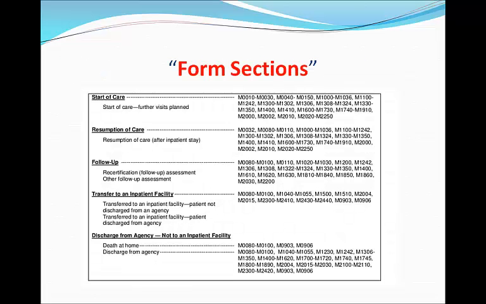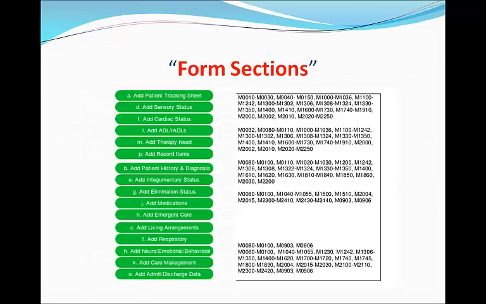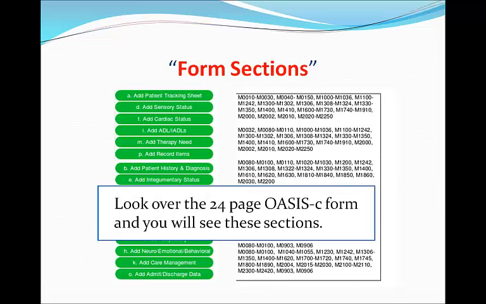The form sections. If you look at the beginning of the OASIS-C form, you'll recognize this section. When you look across the OASIS form, looking across the 24 pages, you'll see that it's broken down into different health areas. Patient tracking sheet, sensory status, cardiac, etc. And within these different health sections, the information is spread across randomly, practically, across all of these different M codes across the system.